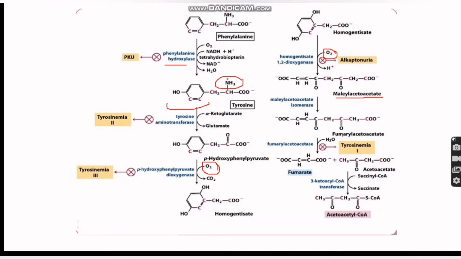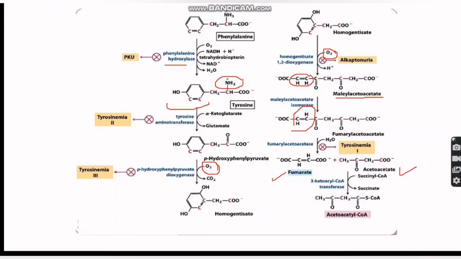Then its isomer is formed, that is fumarylacetoacetate, by the enzyme maleylacetoacetate isomerase. So here there is a structural rearrangement. This is the cis form, this is the trans form. The whole structure is the same, only there is a structural difference in the position of the hydrogen atom in both products. Then there is a hydrolysis reaction by the enzyme fumarylacetoacetase, where it is cleaved into 2 products. One is fumarate and the other is acetoacetate.